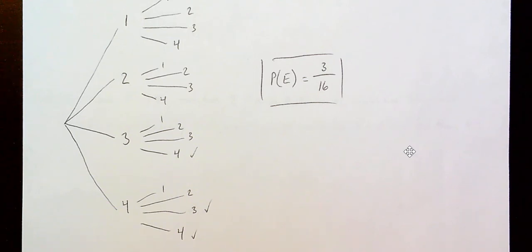So we're just doing something that we already know how to do, which is create a tree diagram for a particular scenario, and we're going to use that to figure out how many outcomes are in the event, and it's that number divided by the total number of possible outcomes in that sample space.